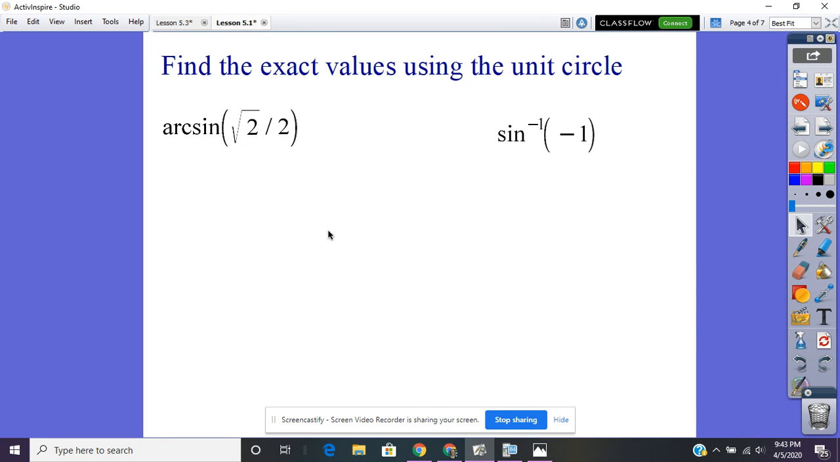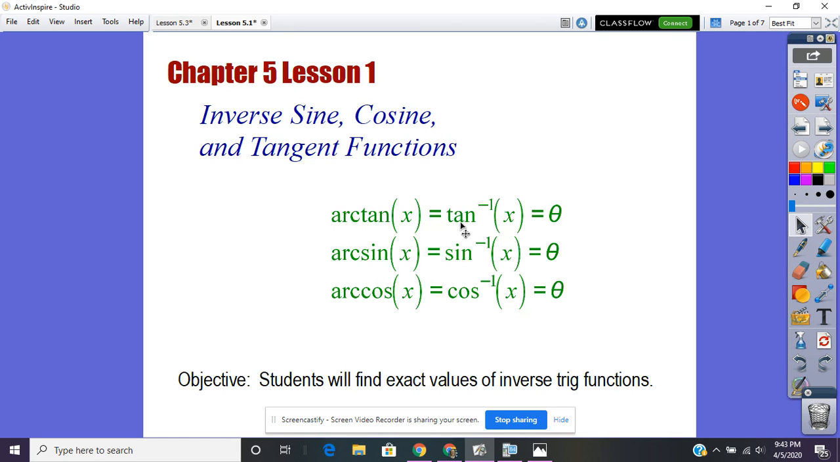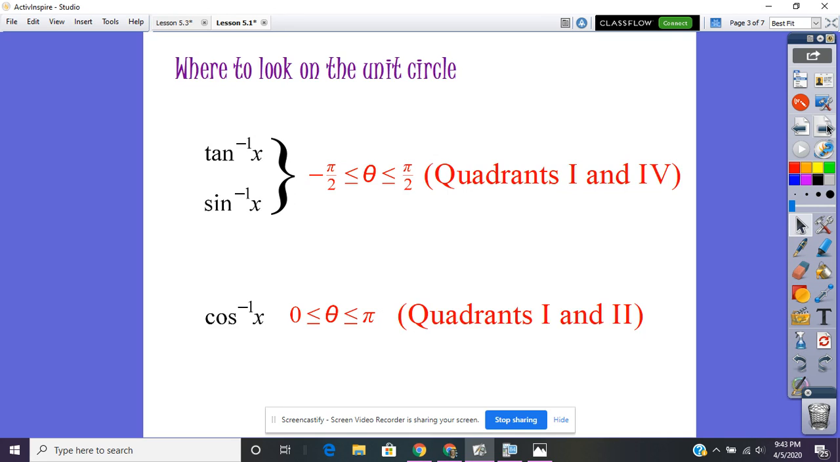So let's do a couple of practice ones. I do want to mark for you guys to realize this: arctan and tan inverse are asking you to do the exact same thing. So arcsine, sine inverse, arccosine, cosine inverse, these are asking you all to find angle measures, which in trig we call theta.